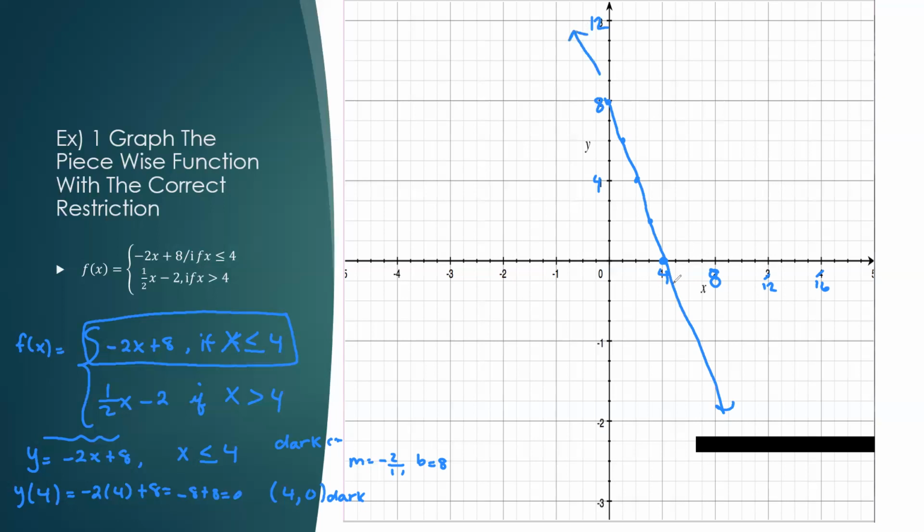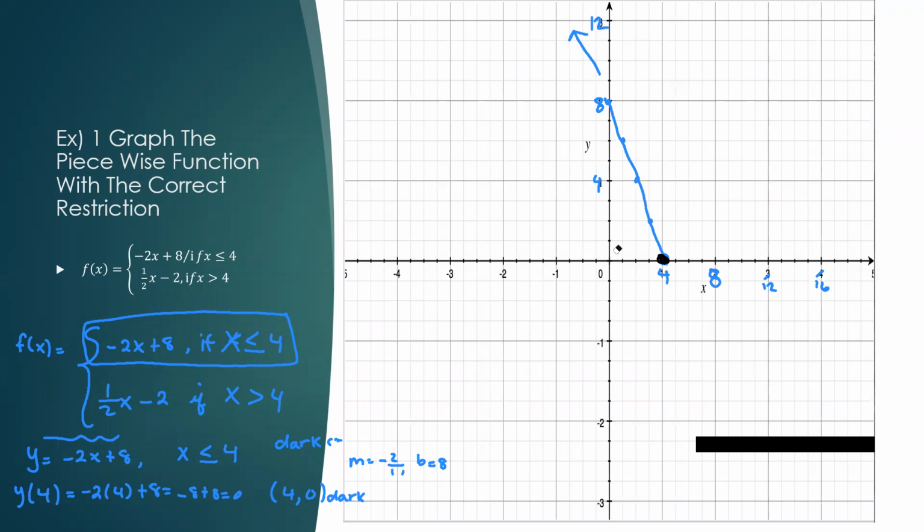Okay, and then what we're going to do is erase what we don't need. So this is a dark circle. You want to use black. And we're just going to erase what we don't need. So our restriction says x is less than or equal to 4. So that means we only care about the left side, nothing else. We don't care about the right side. So what you can do is erase this. You have to get used to erasing stuff. Okay, so that is just that graph.